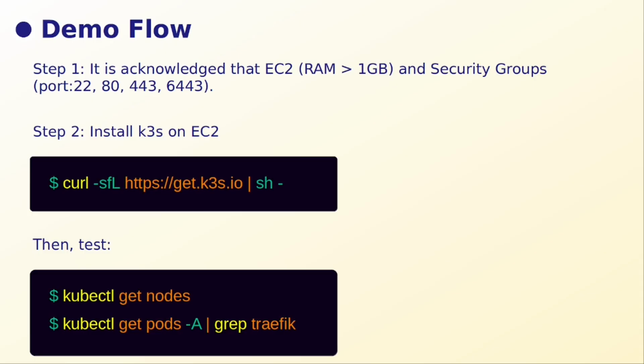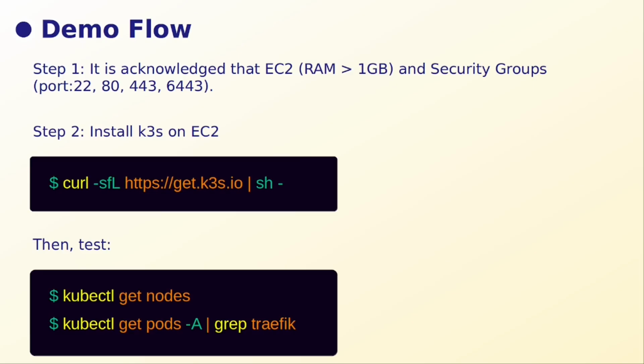Demo steps. Step 1. Prepare EC2. Create an EC2 instance with at least 1 GB RAM. Configure the security group to allow the following ports: 22 for SSH, 80 for HTTP, 443 for HTTPS, 6443 for Kubernetes API.